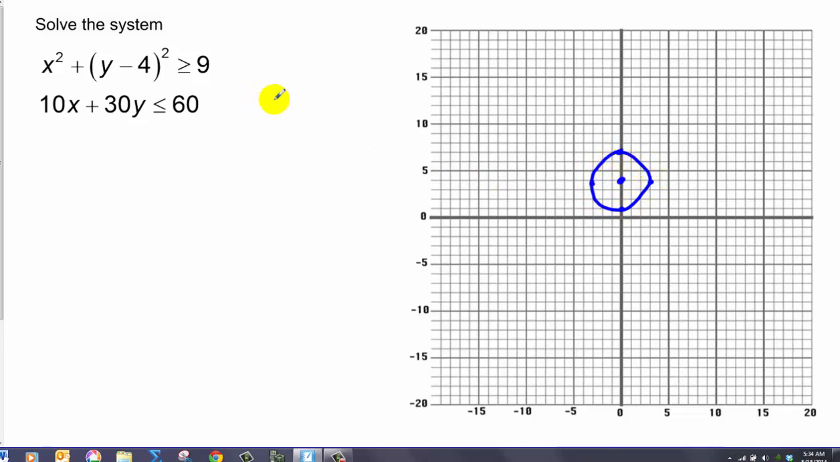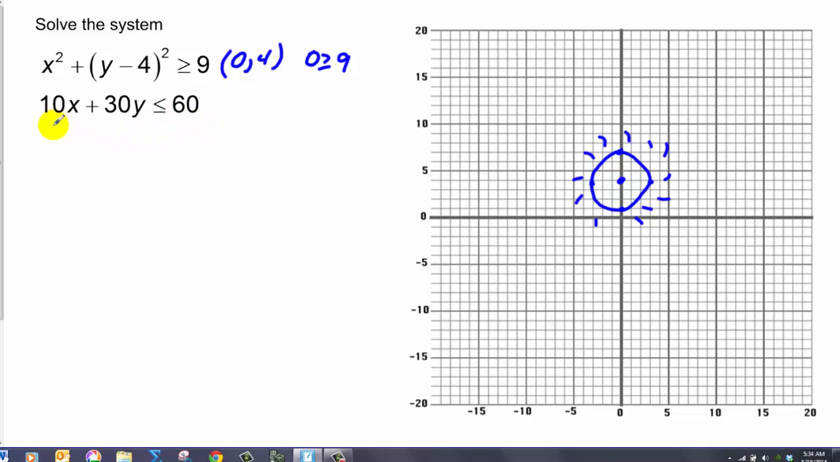Might as well pick the point 0, 4 inside. I can pick 0, 0, really doesn't matter. But I'm going to pick 0, 4 in this case. So I would get 0 is greater than or equal to 9, which is not true. So I'm shading actually outside of the circle.